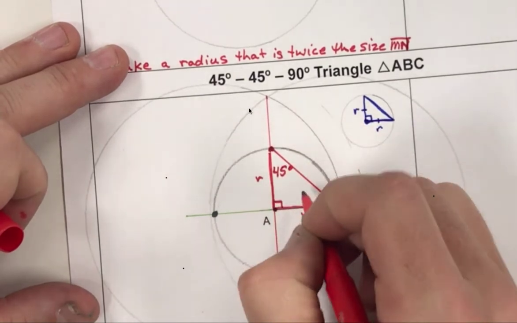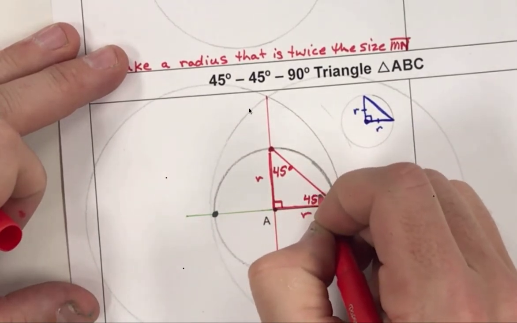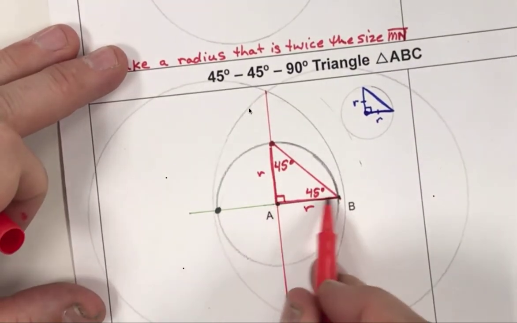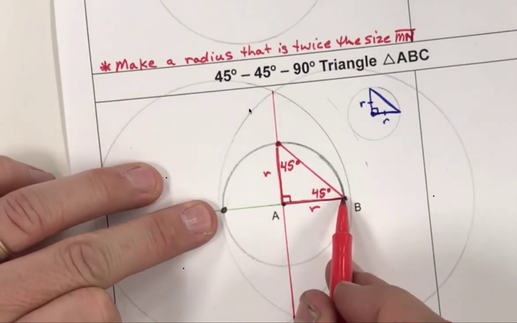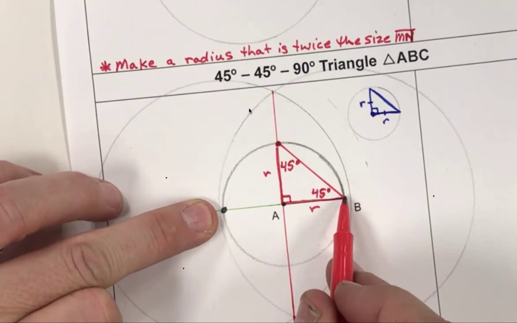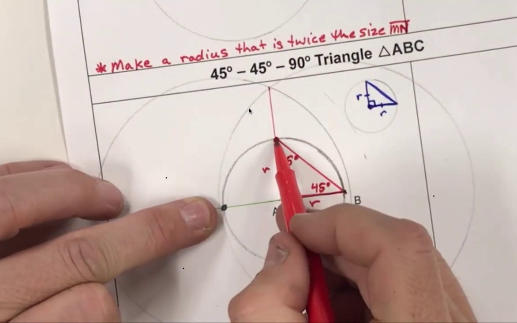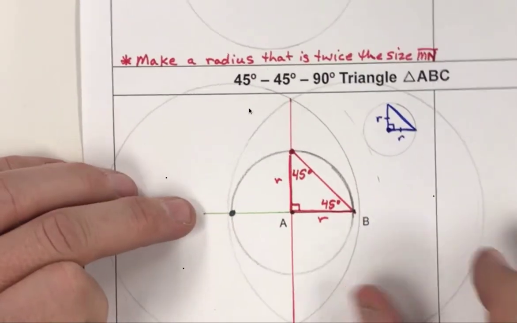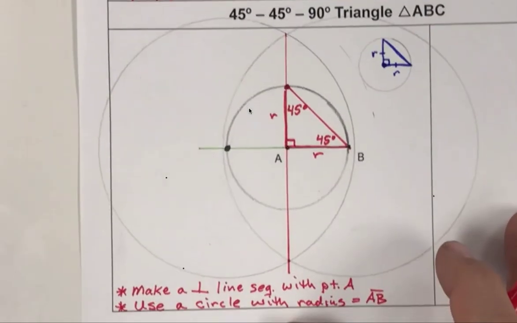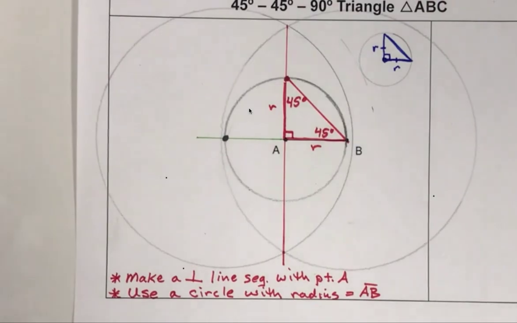So hopefully you can do this too, making a 45, 45, 90. Double the side length of AB out to here, bisect this segment with a perpendicular bisector, and then draw on your line, and where it crosses that original circle that you made with radius AB is now your 45, 45, 90. Hopefully this video helps, and good luck making 45, 45, 90 triangles.